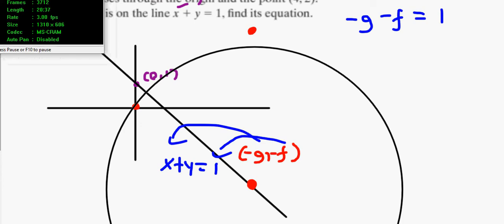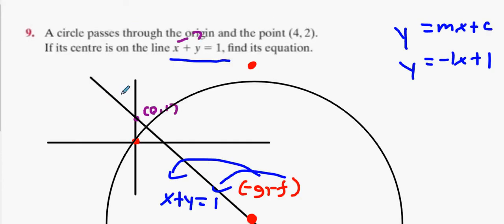Elvis. So what I was trying to get at is that this line here contains the centre of the circle, and it also contains 2 points. The circle itself contains 4, 2 and 0, 0. Is that okay with you guys? Now, because I know minus g, minus f is the centre of the circle in terms of g and f, I therefore know that if I replace x with minus g and y with minus f, it has to balance, okay? So I know that that's minus g minus f equals 1.